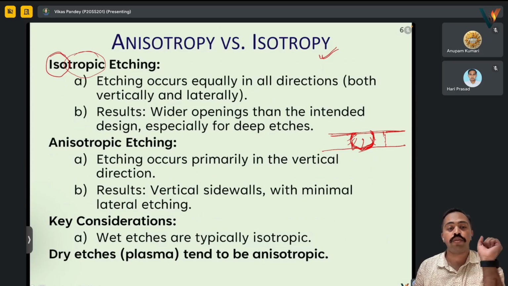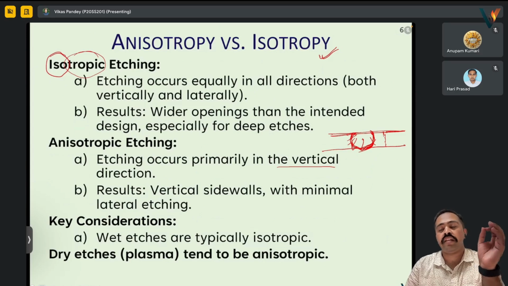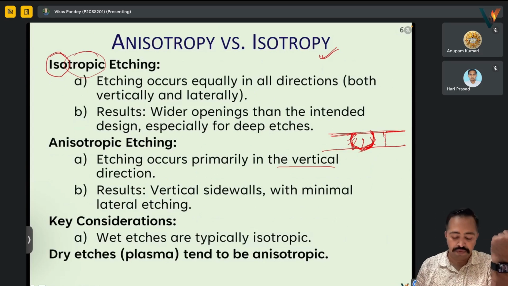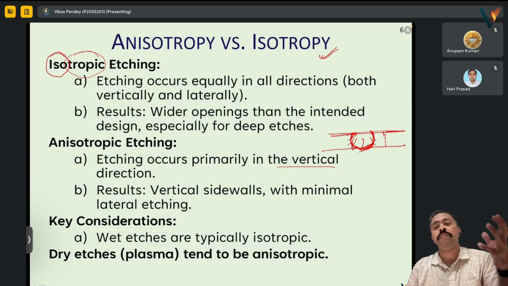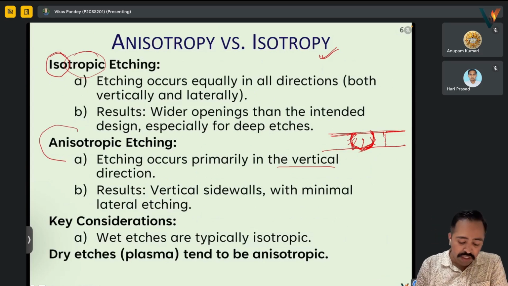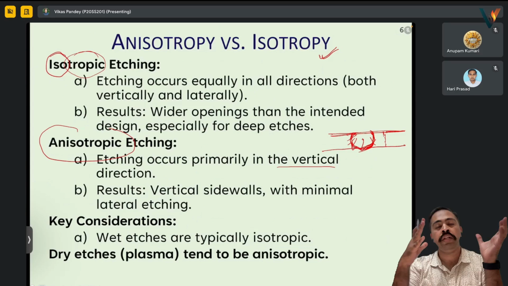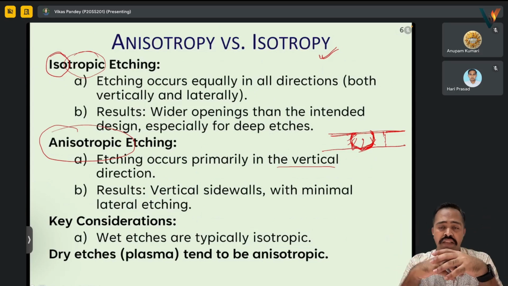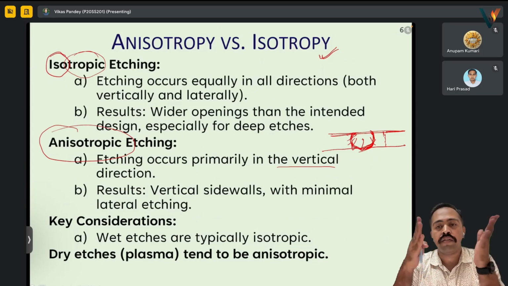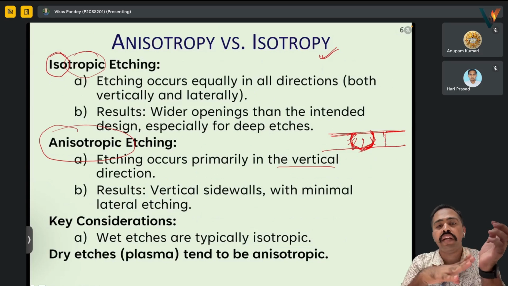Then there is anisotropic etching. That is etching occurring primarily in the vertical direction. That is what we want, with minimal lateral etching. We will be discussing in a lot of detail how to achieve this anisotropy, because that is what we want. We don't want our structure to be circular or such patterns. We want it to be straight walled, vertically walled. Although perfect anisotropic etching is an ideal situation, and it might not happen.